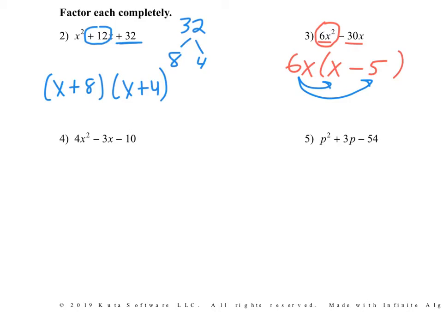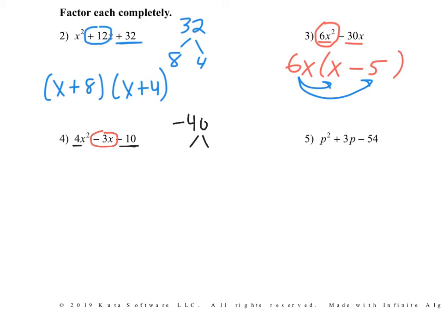So with the trick, what I suggest doing is multiplying this a times the c value. So the 4 times negative 10 will get us negative 40. And we're going to split that up into factors that add up to negative 3. Okay, so we're using negative 40. So what times what equals negative 40, but the factors add up to negative 3?